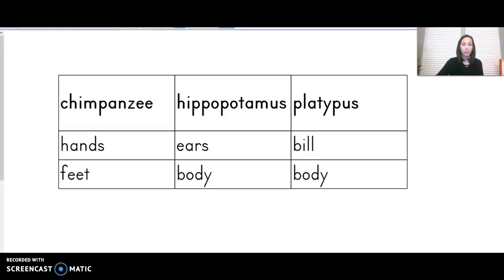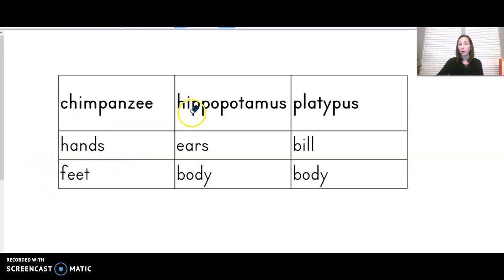So I have put this chart together to help us better organize what we need to choose and how we can find our details. If you look at the chimpanzee page, all of the details on that page tell about either the hands or the feet. So you have to first choose your animal and then choose what feature you want to focus on, either hands or feet if it's a chimpanzee.